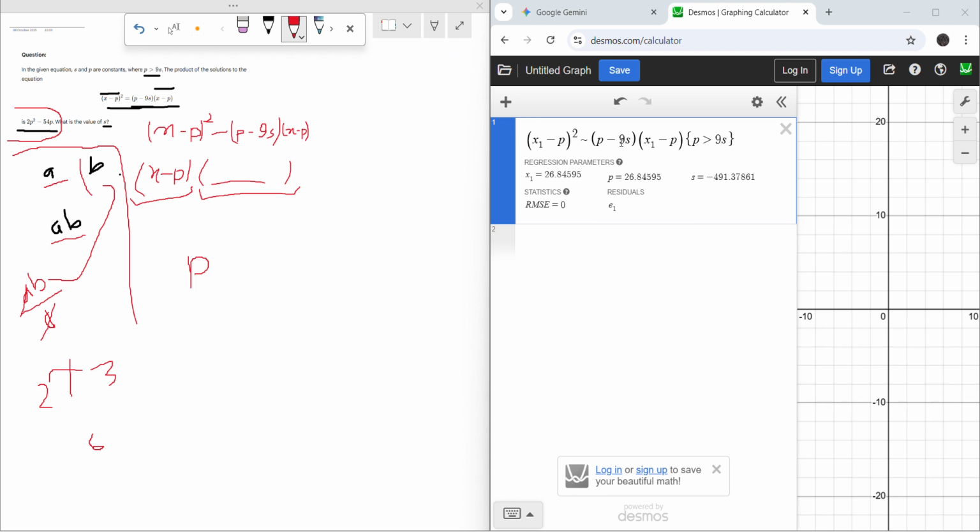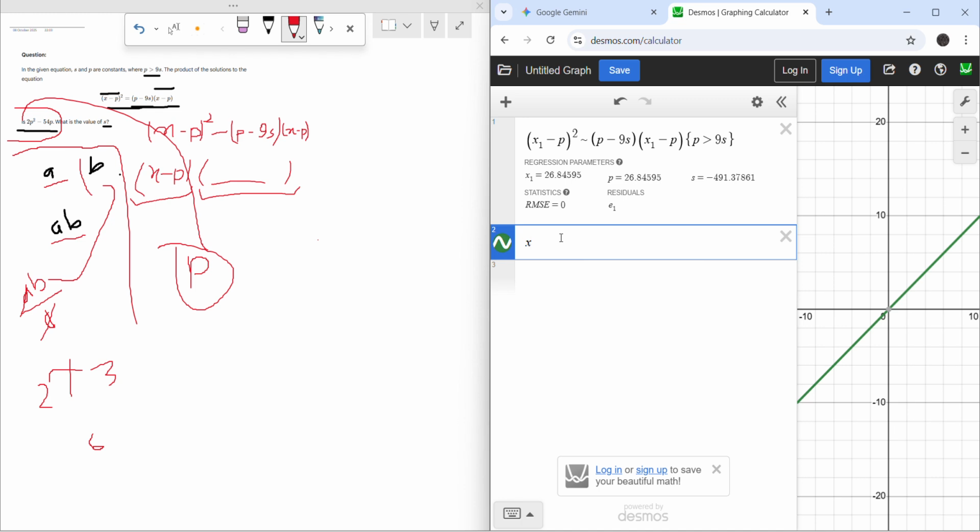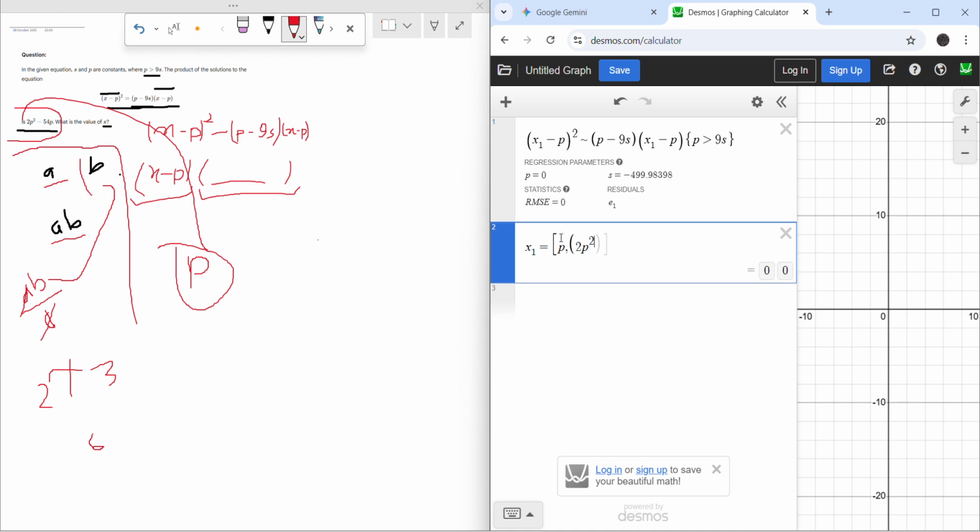So we wrote down the equation and gave the condition, where p is greater than 9s, and we know the solution of x now. It is p, and the product divided by p. So there are two solutions. Let's write down x1, where we have to give p and the product. What is the product? The product is 2p squared minus 54p, divided by p, right?